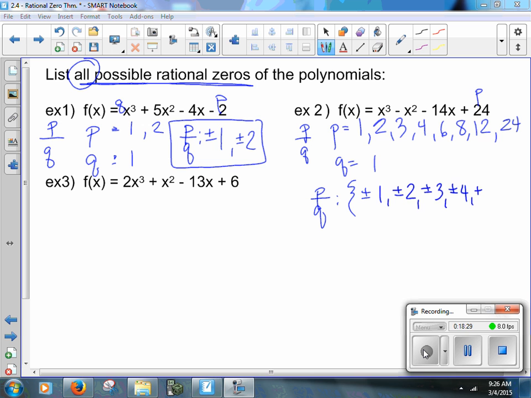Do I have to put the plus or minus? Yep, you do. You have to write it for all of them, because it could be 2 negatives, which would give you a positive. You have to account for all possibilities. Okay. Yay, we got it finally right.